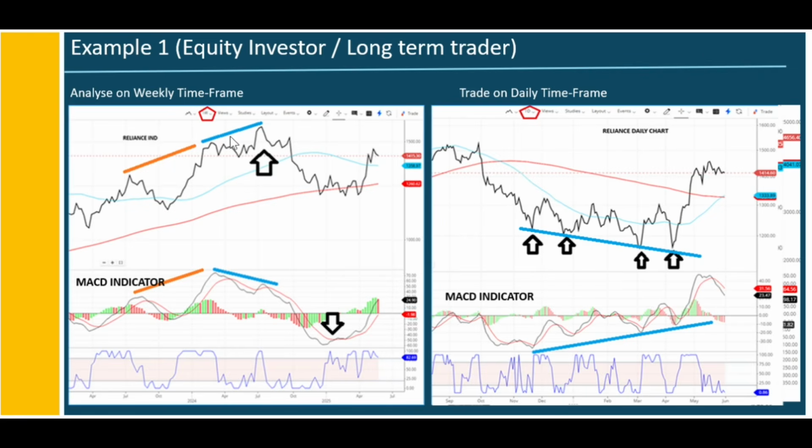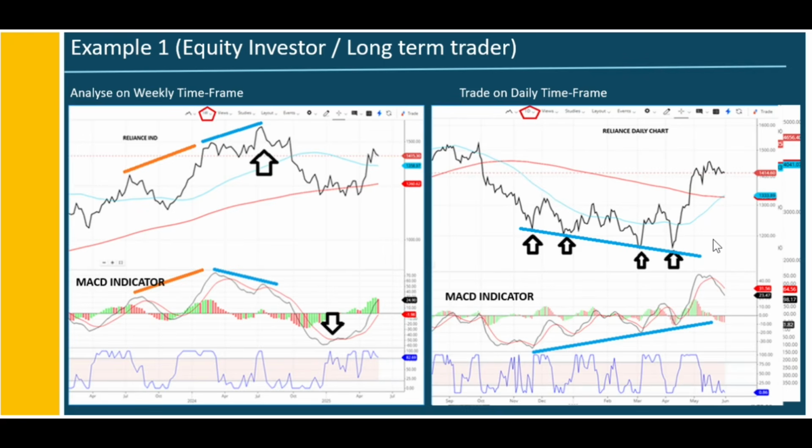So though Reliance is making highs, my MACD is falling. Here, as an equity investor, I won't go aggressive and buy more Reliance. I'll start booking my profits and then wait for Reliance to come down. Once I did this analysis on the weekly, as you see in the daily time frame, after these higher highs in October and November, Reliance started falling. So this is on the daily.